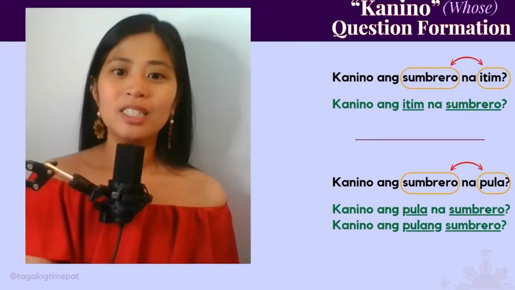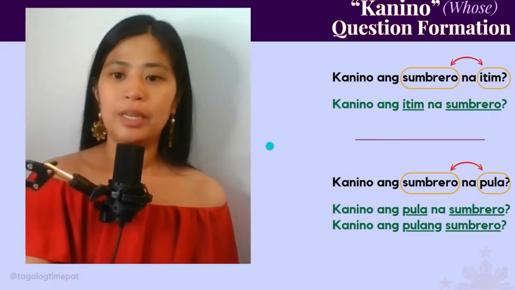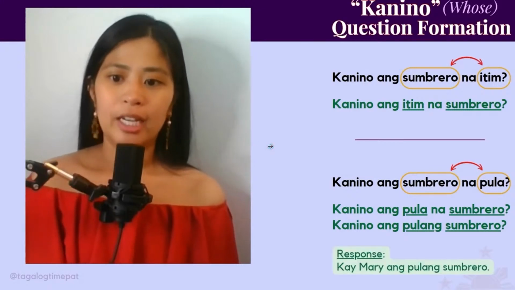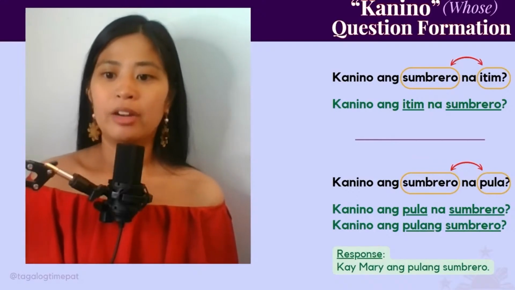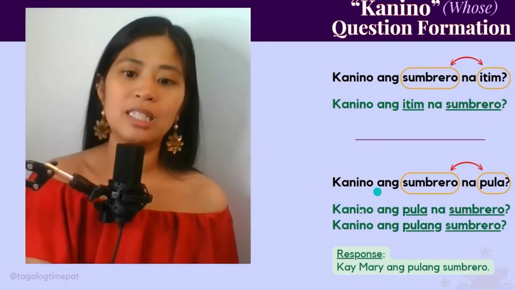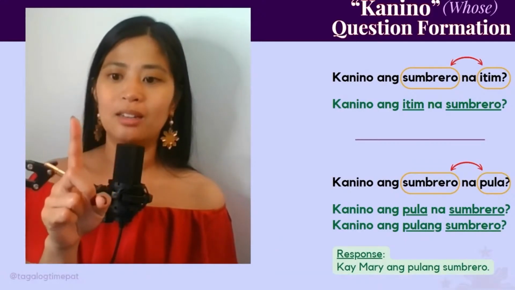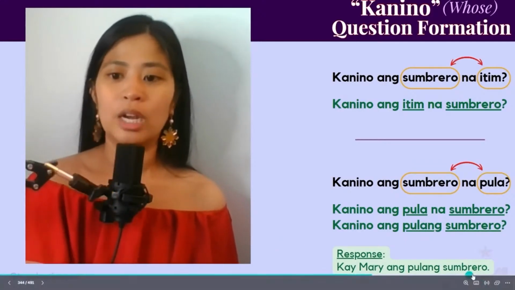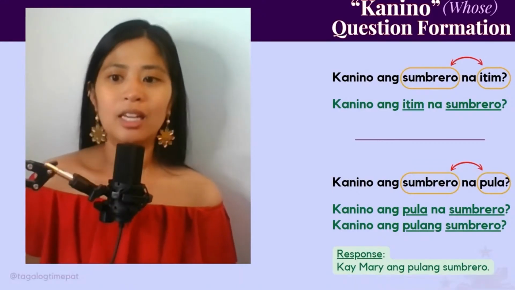Okay, so to respond to this question, "kanino ang sombrero na pula?" It would just be, "kay Mary ang pulang sombrero." That is Mary's hat, or that hat belongs to Mary. Your response has to have the ownership marker, kay, because it's one person, and then you can add the rest of the phrase. But remember, your simplest answer would be "kay Mary."